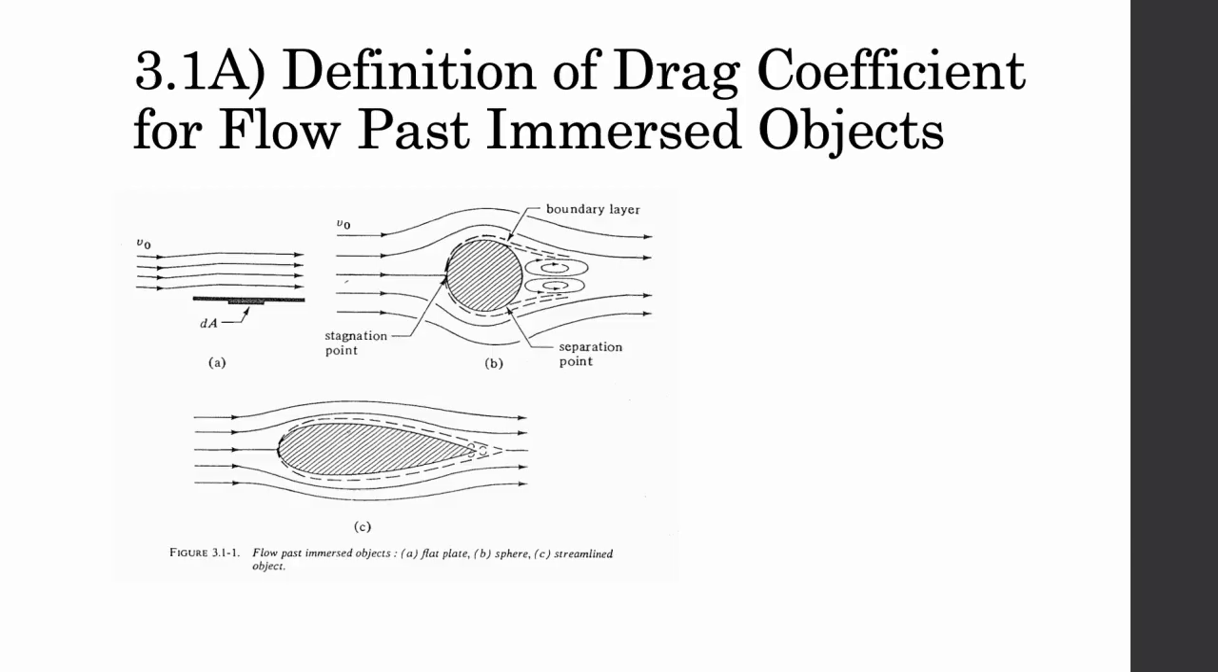So, in this first section, we're going to define the drag coefficient as well as the relationship between that and the Reynolds number, depending on the type of flow happening with objects in an immersed liquid. So we have these three objects right here. We have a flat plane, which is right here, we have a sphere, and we have this streamline object.